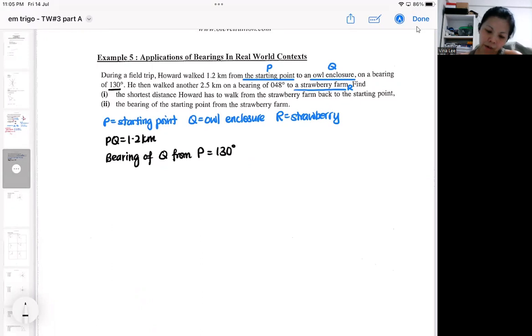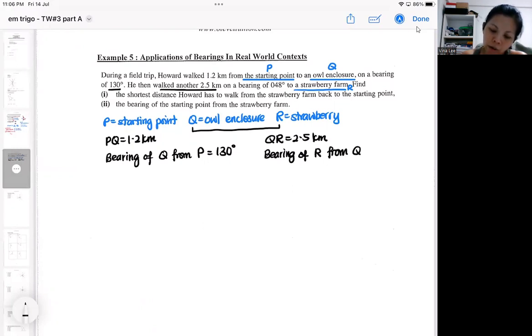Then the next one, when he's already at the hour enclosure, he walked another 2.5 to the strawberry farm. That means we are actually telling you that QR is 2.5 kilometers. And from the hour enclosure, the bearing of the strawberry farm is 48. So the bearing of the strawberry farm from the hour enclosure will be 048 degrees. So that will be another piece of information.